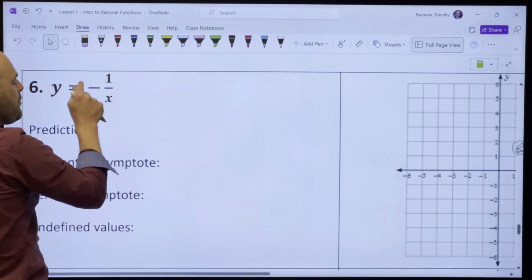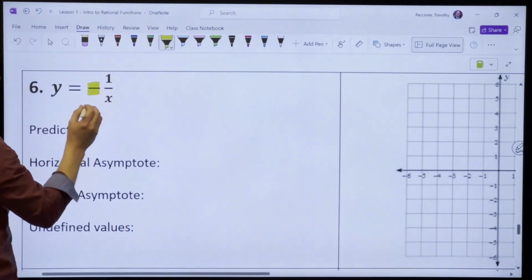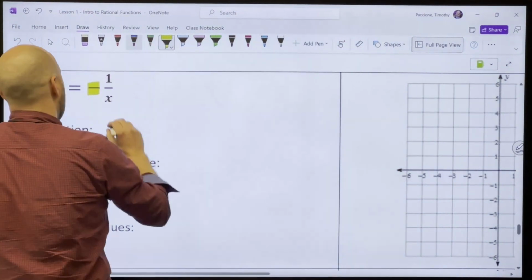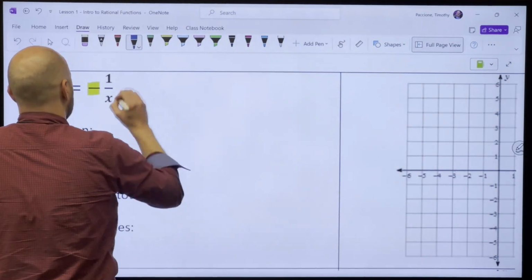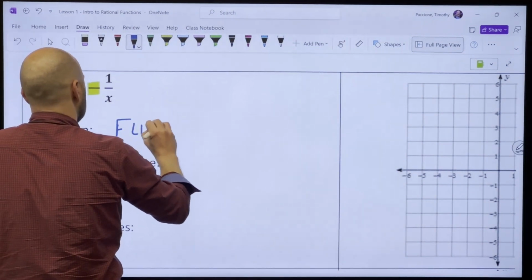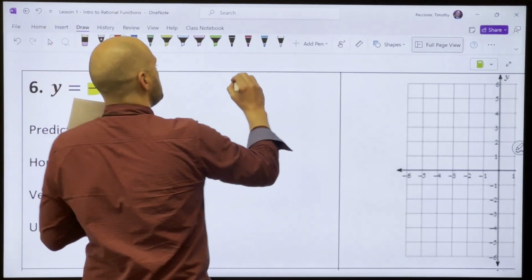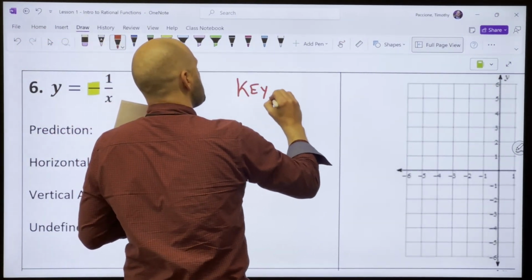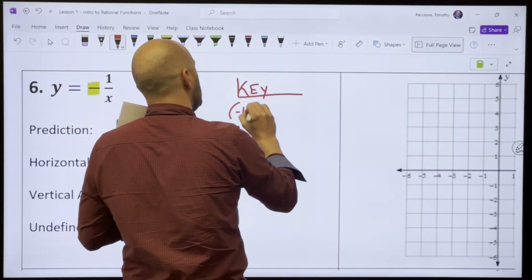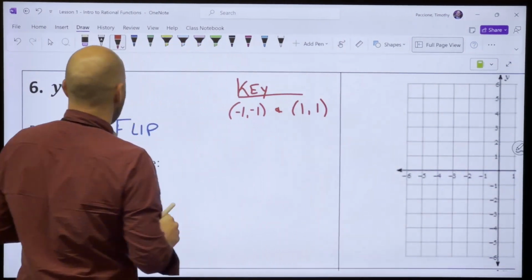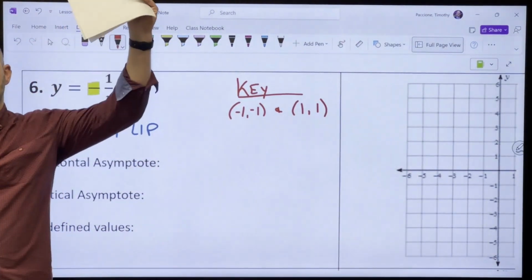Now, I remember when there was a negative out front with parent functions, what would that do, like to a parabola? It would flip it. So I'm just going to predict that, and we'll see what happens, okay? I guess I don't really even know what a flip looks like here, but we'll find out, okay? So we'll start with our key points. -1, -1, and 1, 1.